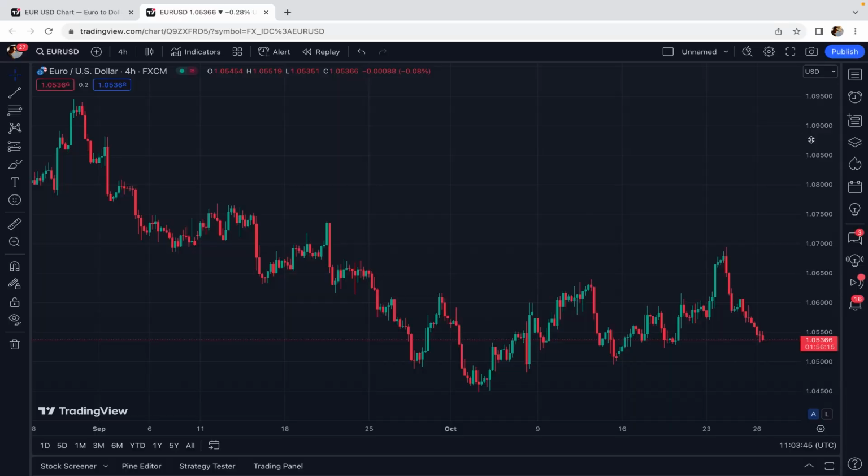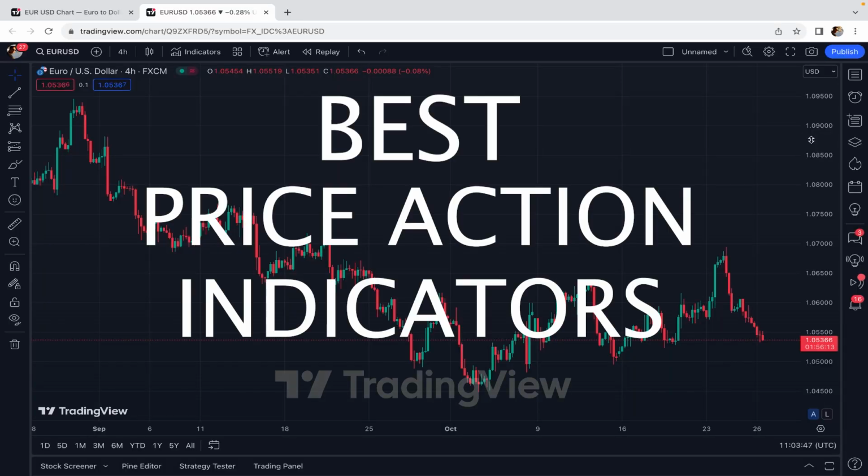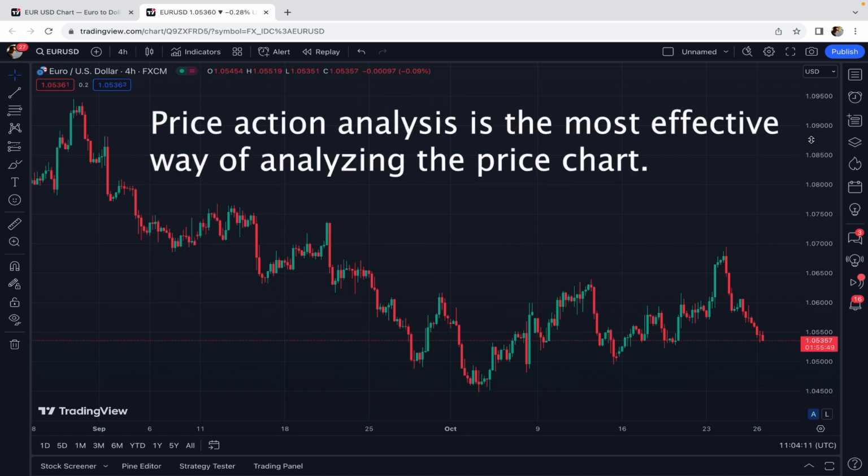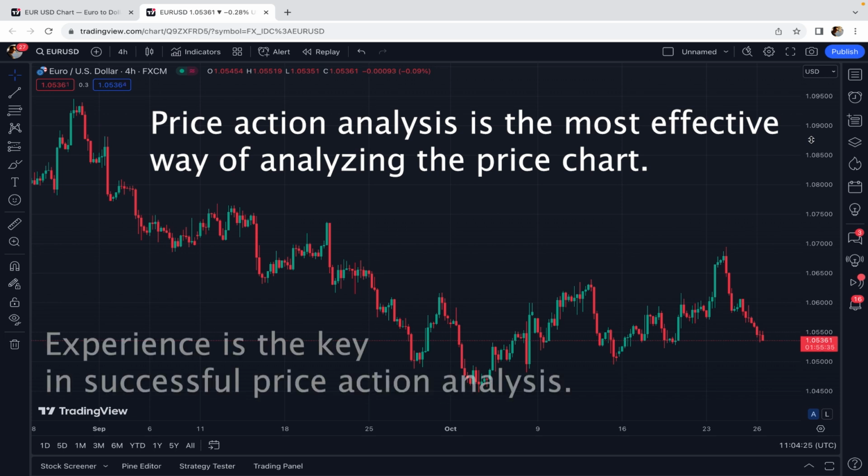In today's video, I want to introduce the best price action indicators on TradingView that are very helpful in price action trading strategies. As you know, price action analysis is the most effective way of analyzing the price chart, but it's not easy, and successful price action trading needs many years of studying and practicing. In other words, experience is the key in successful price action analysis.